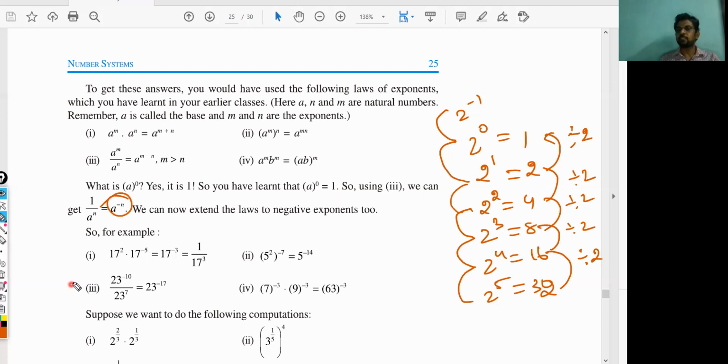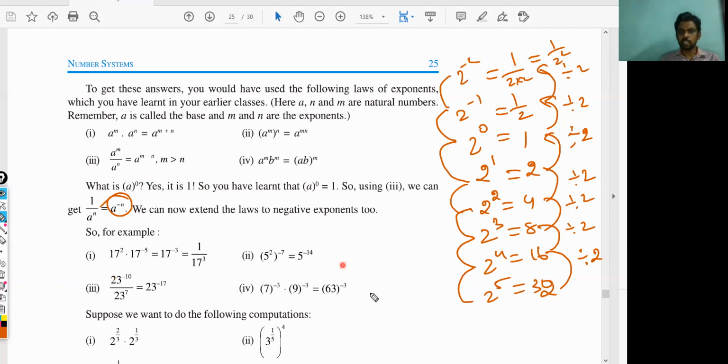A power minus n. So again I'll divide by 2. No big deal. This is 1 by 2. What happens in the next step? So 2 power minus 2. So again I will divide by 2. So this is 1 by 2 into 2. Can I write it as 1 by 2 square?